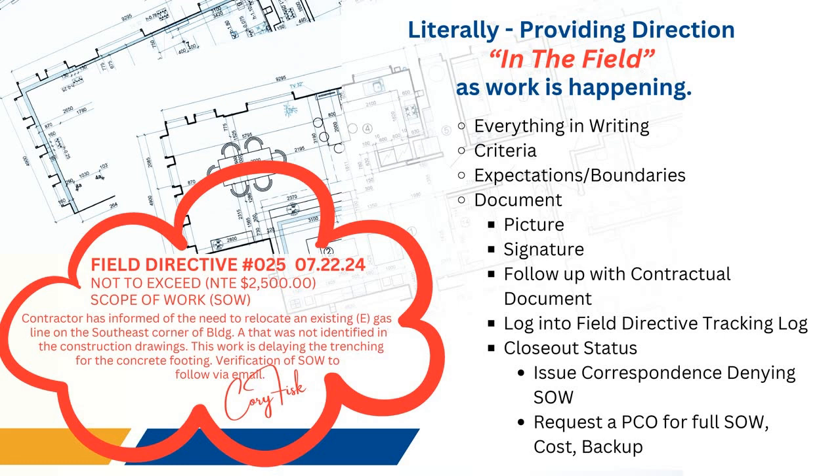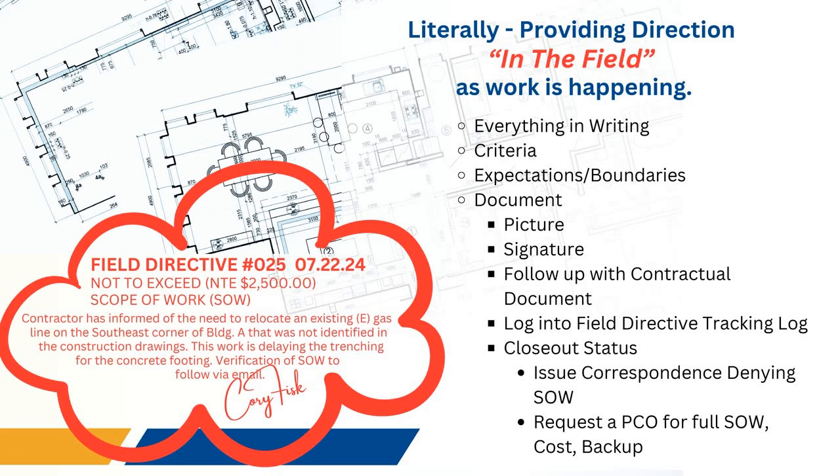We also need to make sure that we're following it up with a contractual document. Does it require an RFI, a request for information, to provide more clarity about the situation? Or does it need to have a change request or a proposed change order? In both instances, we're going to be able to identify who is going to be taking on the majority of the responsibility of this scope of work.